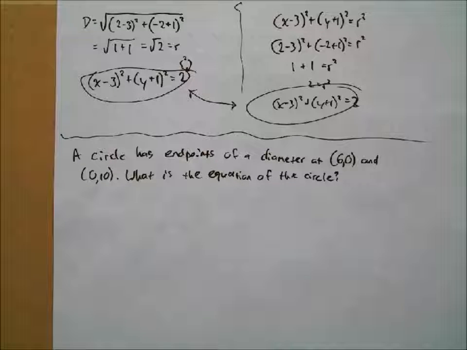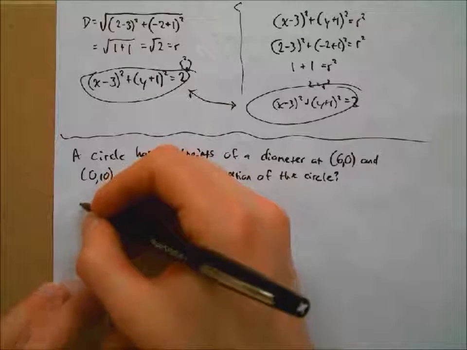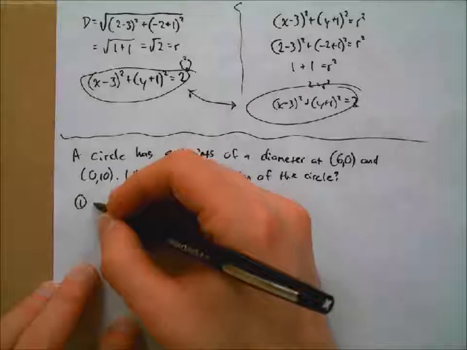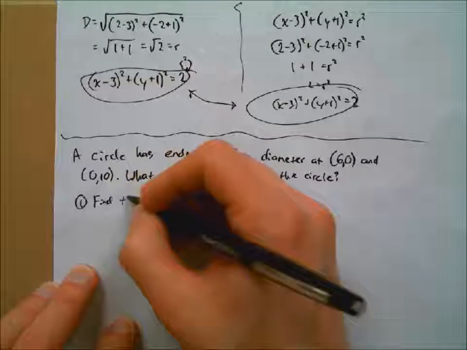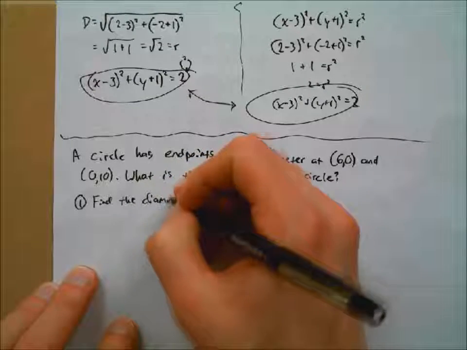Can you find the distance of the entire, one side of the circle to the other side of the circle? So you're saying find the distance between what 2 points here? 6, 0 and 0, 10. And what will that distance represent? The length of the what? The diameter. Okay, so we can do that. We can use the distance formula here. So one option here is find the diameter by using the distance formula.